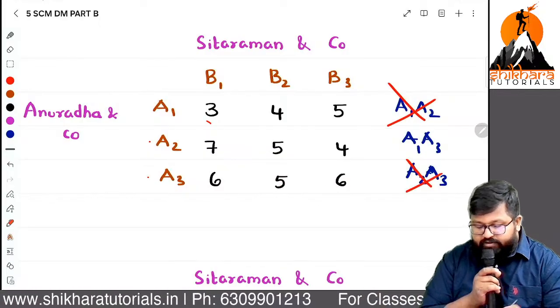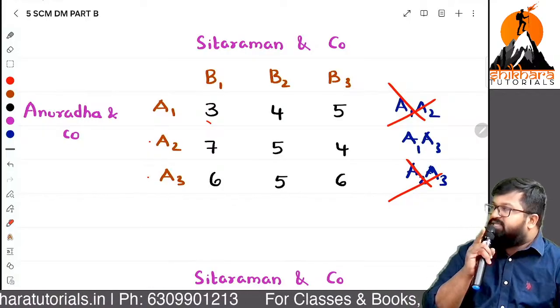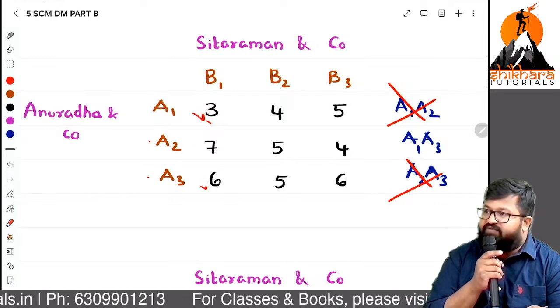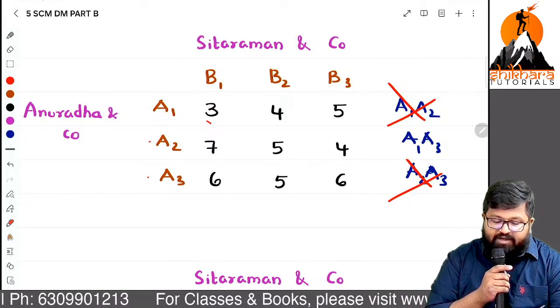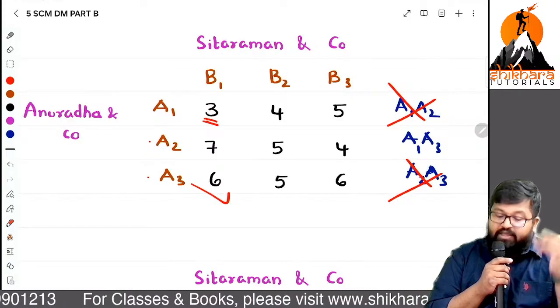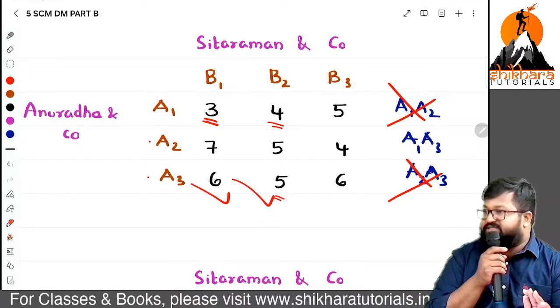These two are done. Now I am comparing only A1 and A3. Sir, can you compare A1 and A3? 3 is bigger or 6 is bigger? So have a tick mark there. Now I compared only A1 and A3. Now 4 is bigger or 5 is bigger? 5 is the biggest number.